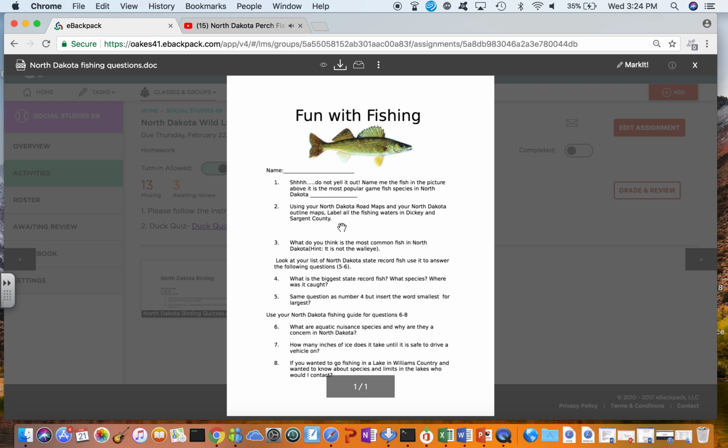Number two, using North Dakota road maps, that's a typo on my part, and North Dakota outline maps, you do not have to use those maps. You could find it online. Label all the fishing waters in Dickey and Sargent County.